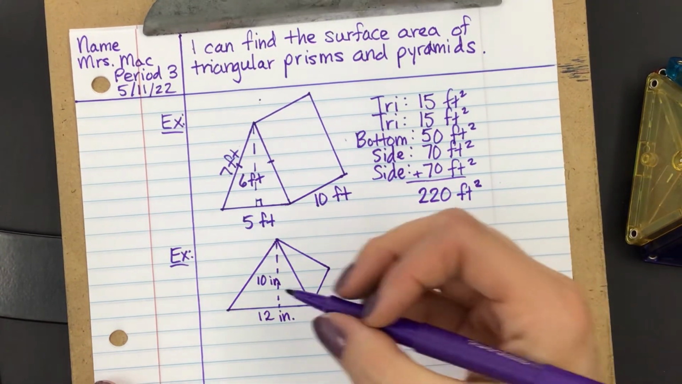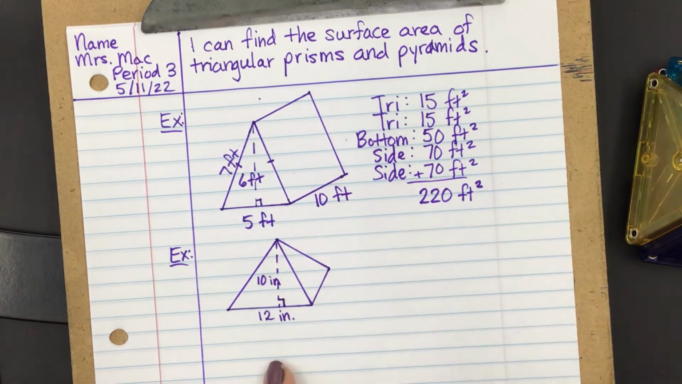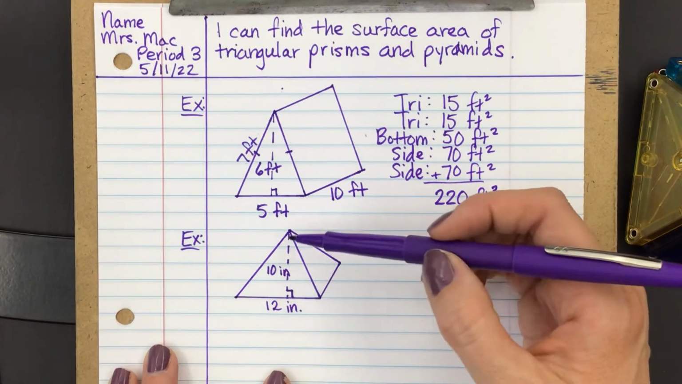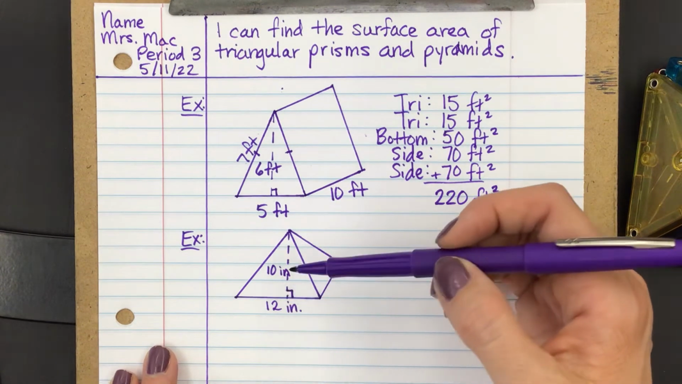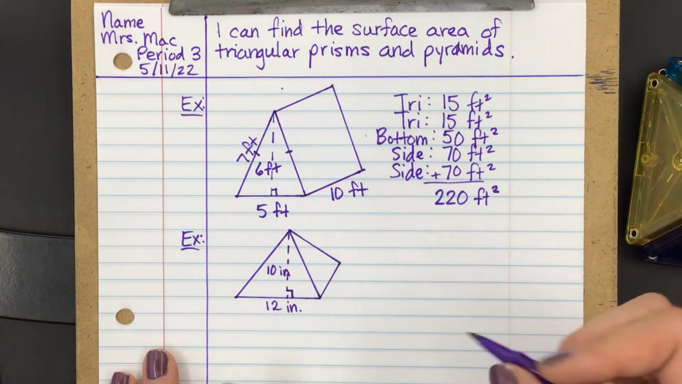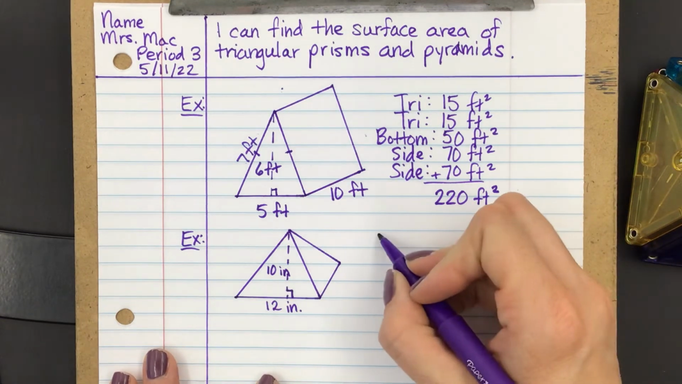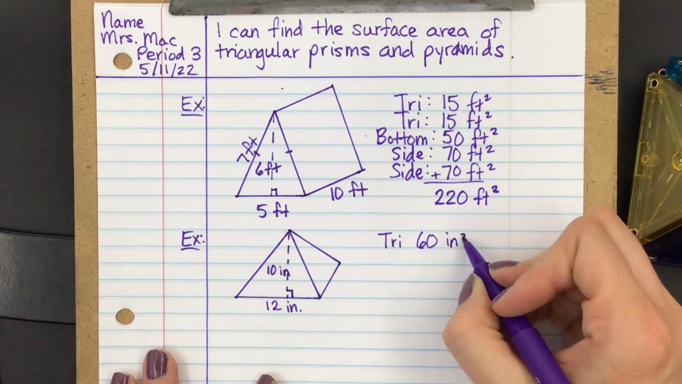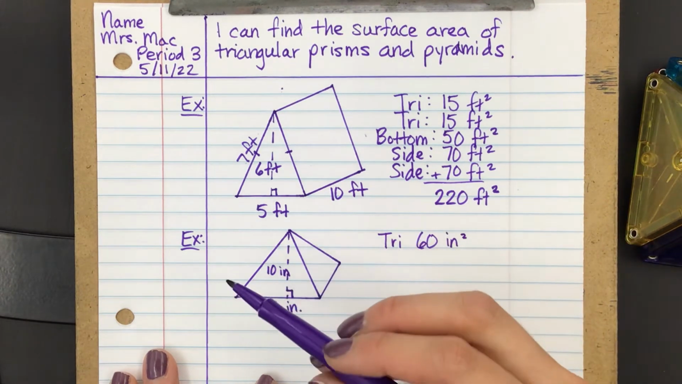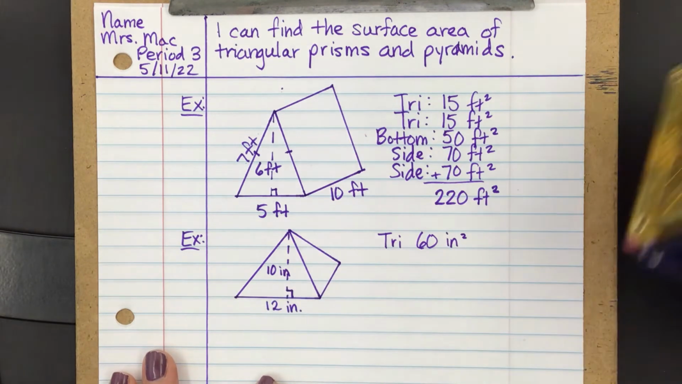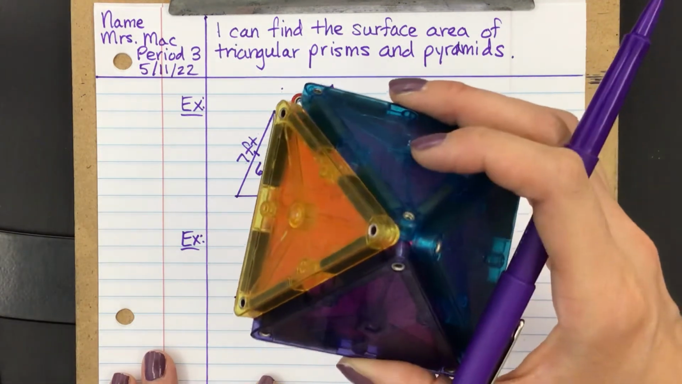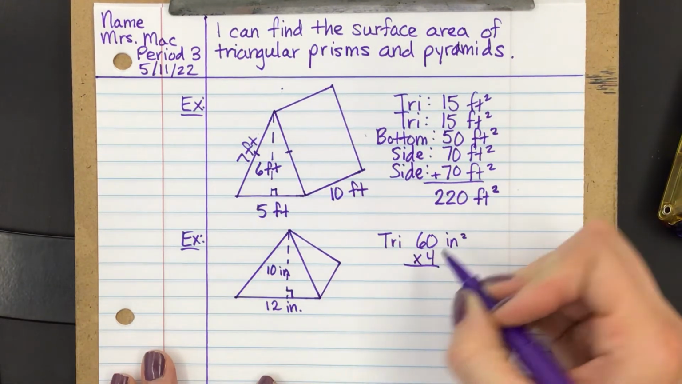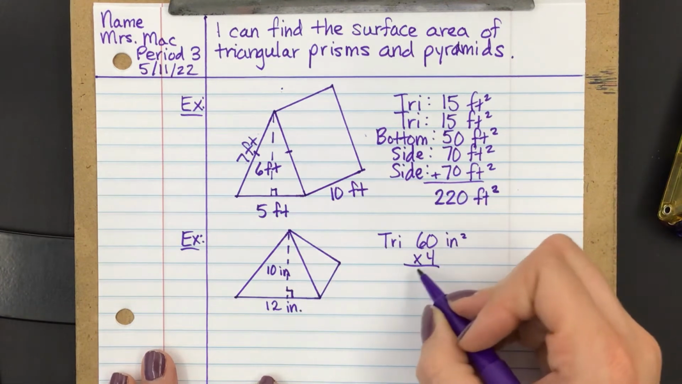Okay. So if we're looking first at the triangle, it has a base of 12 and a height of 10. So it's going to be 12 times 10 divided by 2. So what is that, 60? And that's 60 inches squared. And then you have 4 triangles for a pyramid, just like our little magna tile one. You've got 4 triangles that are the same. So I'm just going to multiply this by 4 to get the surface area for all the triangles.